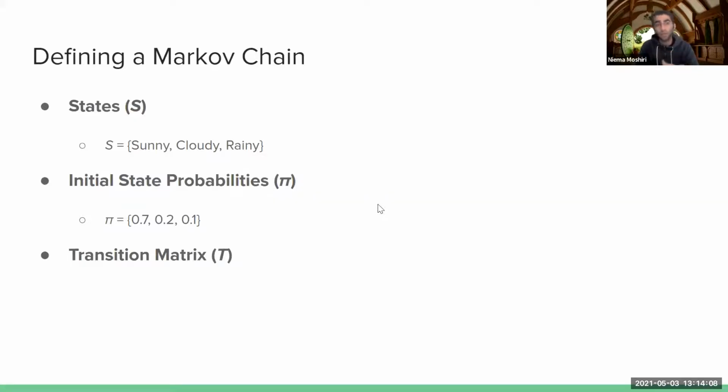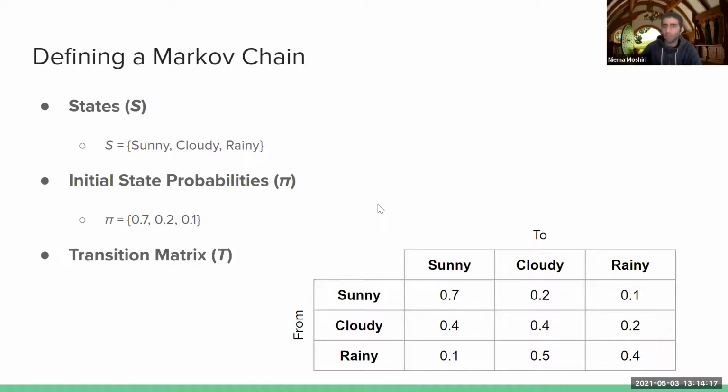Okay, and then the last thing is the transition matrix, right? I have to define the transitions from each state to each state. And I can represent this using a matrix. So here I have a matrix that's 3 by 3. It's number of states by number of states, where each row denotes where I'm coming from and each column denotes where I'm going to. So the transition probability from sunny to sunny, so the probability that today is sunny and then tomorrow is also sunny, is 0.7, versus the probability of going from sunny to cloudy is 0.2, the probability of going from sunny to rainy is 0.1, etc. And you'll notice that every single row adds up to 1.